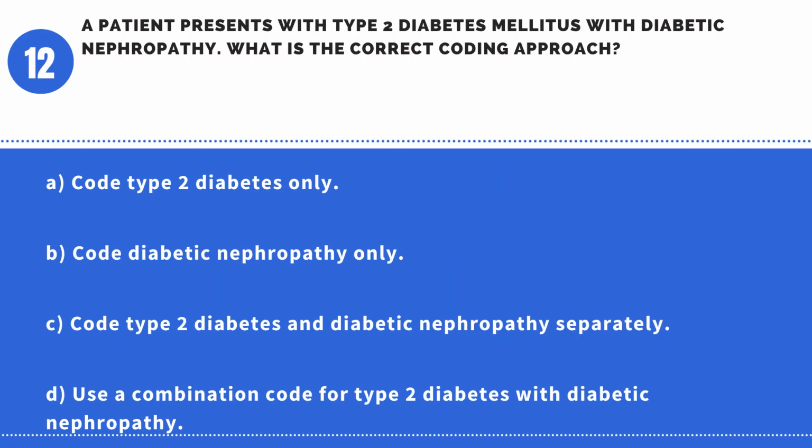Question 12. A patient presents with type 2 diabetes mellitus with diabetic nephropathy. What is the correct coding approach? A. Code type 2 diabetes only. B. Code diabetic nephropathy only. C. Code type 2 diabetes and diabetic nephropathy separately. D. Use a combination code for type 2 diabetes with diabetic nephropathy.